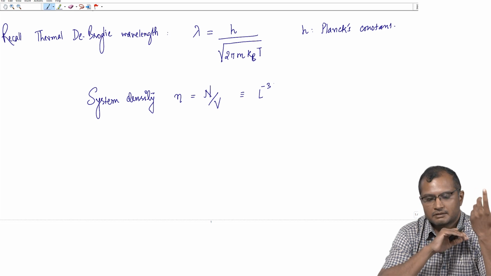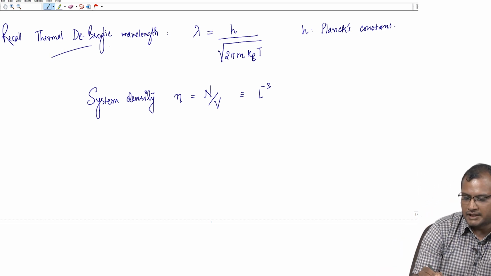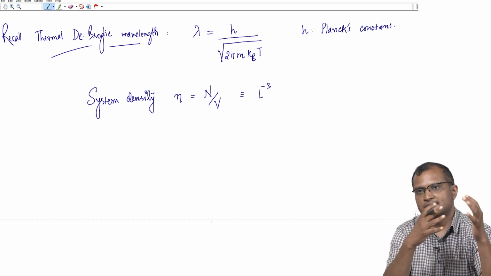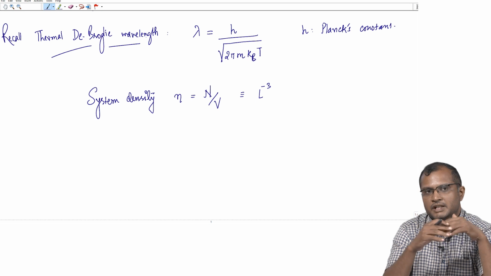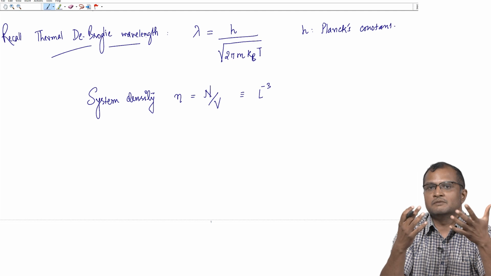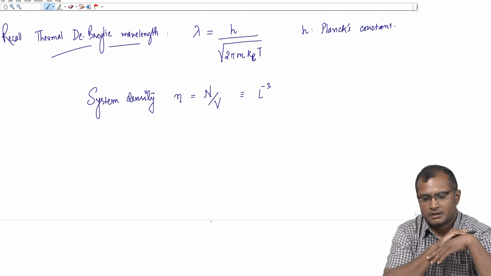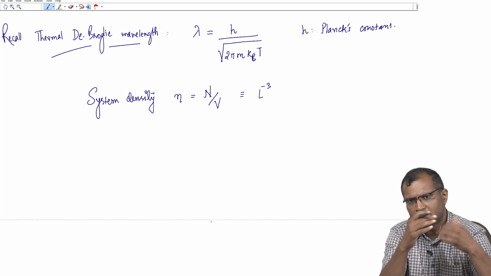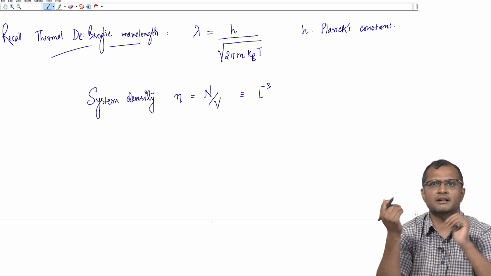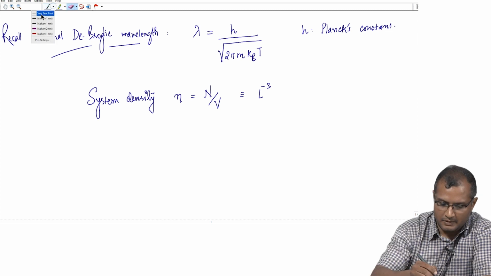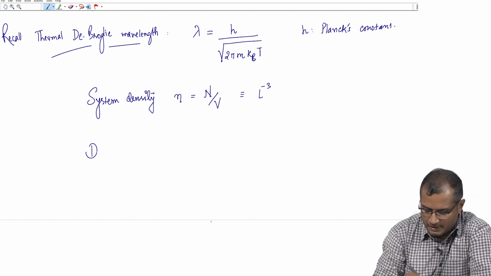Now, like I said a few lectures ago, if you want to see the nature of the system, we can always construct a few interesting dimensionless numbers that will tell us how my system will behave. Okay. So, with one length scale lambda, I am going to construct another length scale from my density and compare these two length scales by constructing a dimensionless number. So, straightforwardly I can construct one dimensionless number.